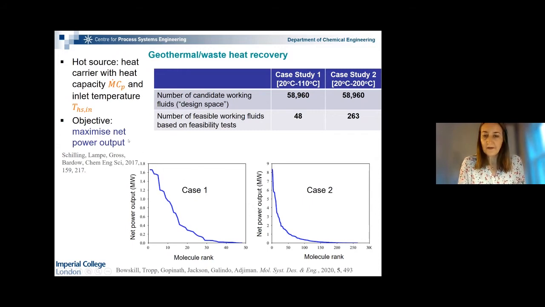We're trying to maximize the net power output for our Rankine cycle. And so for the two cases, the feasible molecules are ranked here in terms of their output. And you can see that we have a very sharp decline in the number of fluids here. So it really is important which molecule we're using as an organic Rankine cycle fluid.